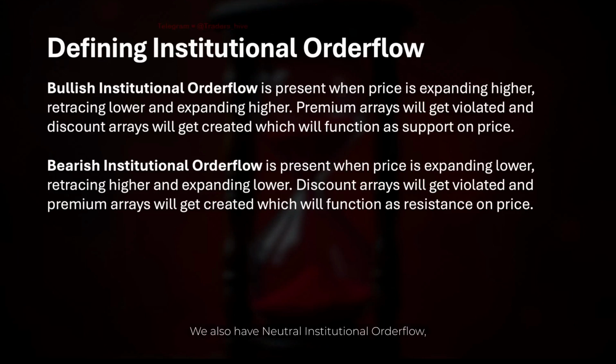We also have neutral institutional order flow, but that is basically when there's no one-sided order flow present, and that is when you anticipate consolidations taking place. Throughout this lecture, however, we are going to focus purely on bullish and bearish institutional order flow. Let us first take a look at bullish institutional order flow.